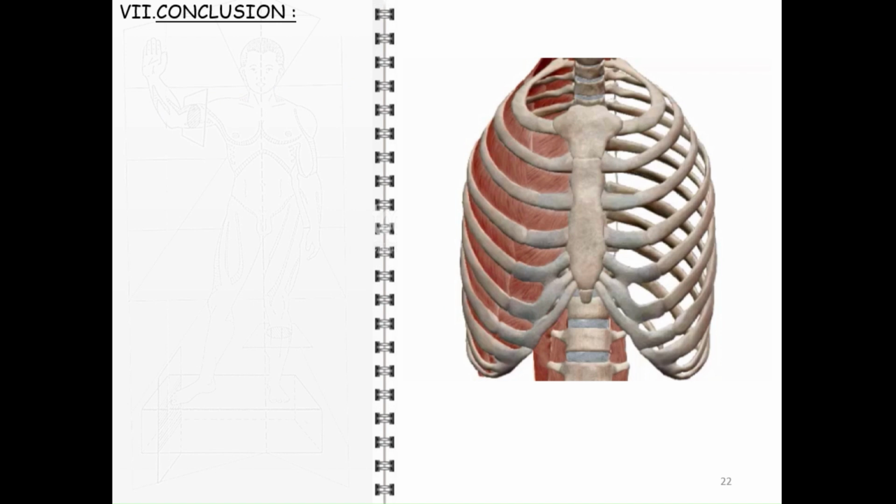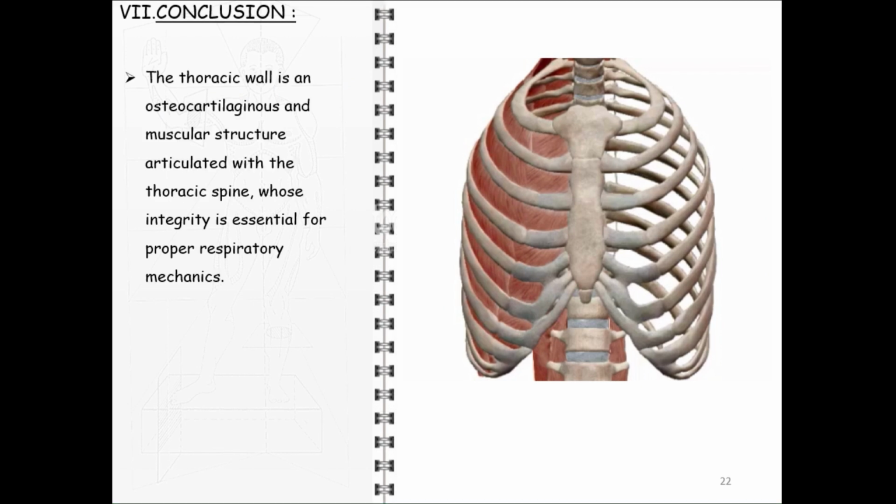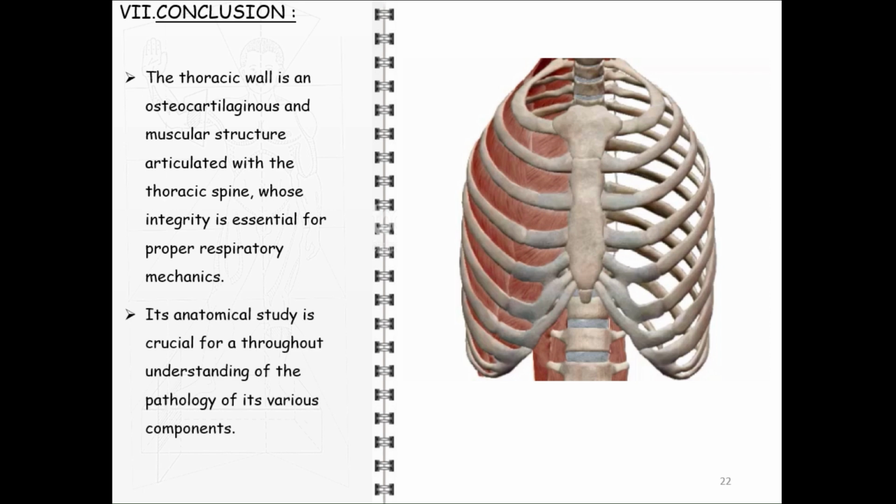To summarize, the thoracic wall is an osteocartilaginous and muscular structure articulated with the thoracic spine, whose integrity is essential for proper respiratory mechanics. Its anatomical study is crucial for understanding the pathology of its various components.